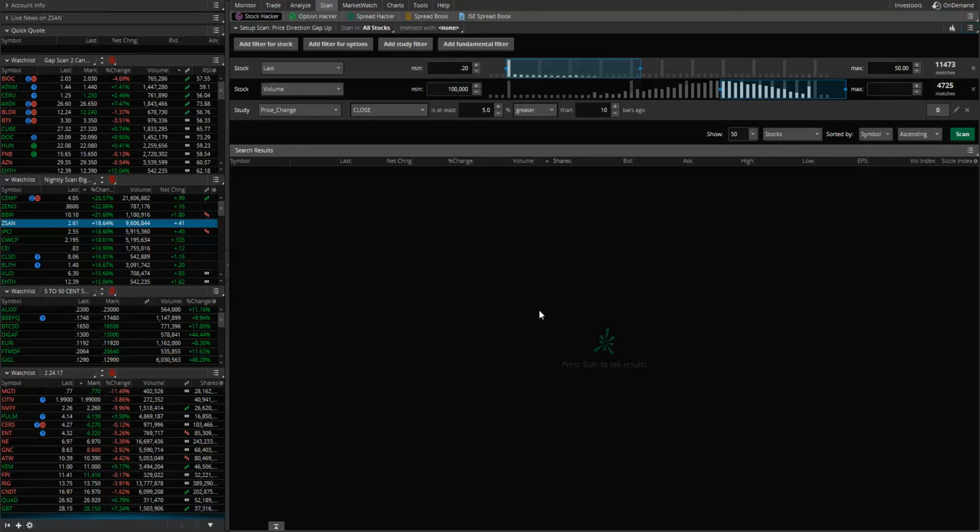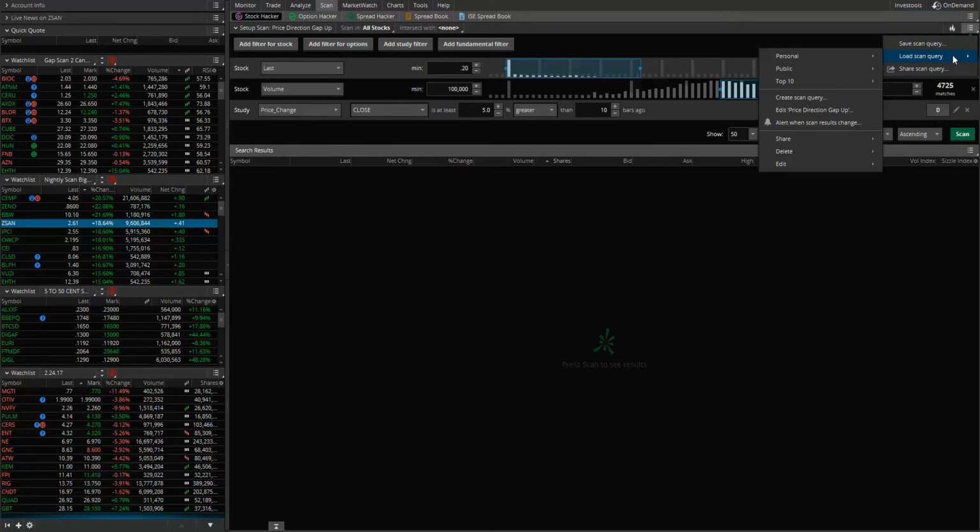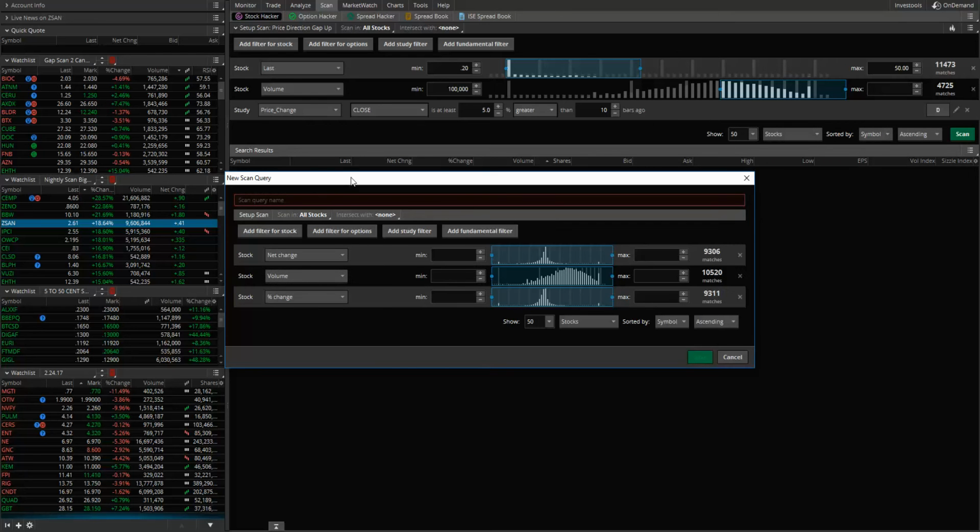I'm always messing around and doing different ones, but the ones I find most of my plays on at the open are the nightly scan and the two gap candle scan. People have asked me how I build these out, and it's very simple. You click on where it says load scan, and let's say I want to create a scan query. So I click that.